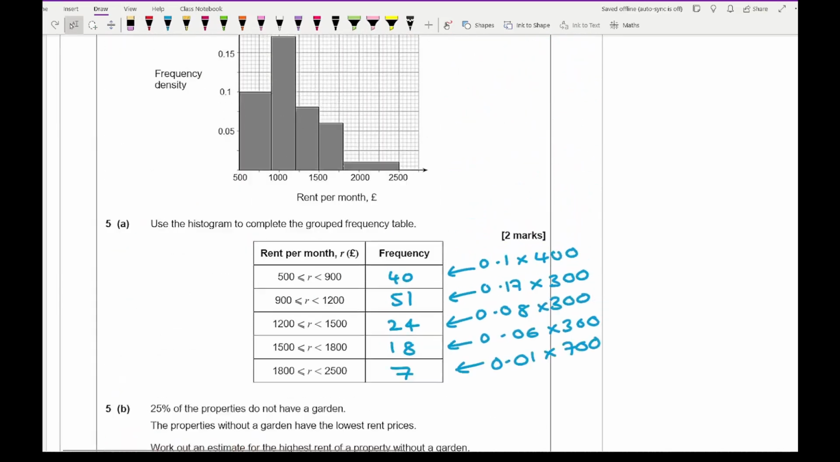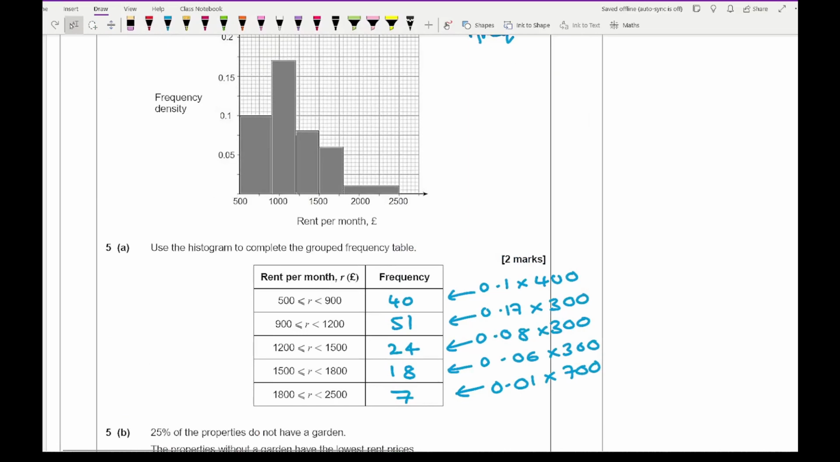Now what I need to do is find out where the 35th property is going to be and what the rent is of that 35th property. Now looking at the first column, I know that it's got a frequency of 40. So my 35th house is going to be somewhere in that bar. So for this, I need to split this bar into 40 strips. And the reason why it's 40 strips is because the frequency is 40. If the frequency is 25, I'd split it into 25.